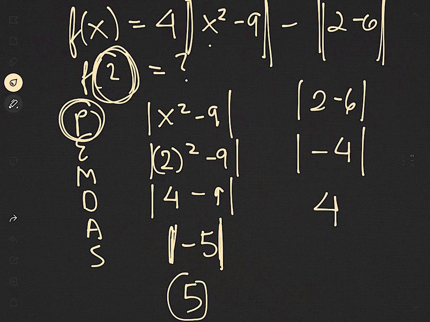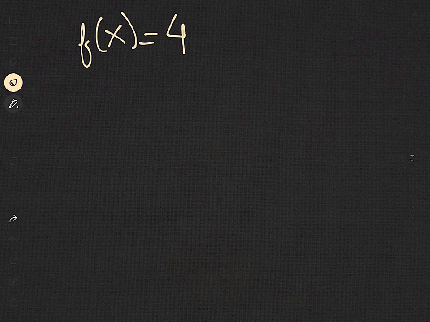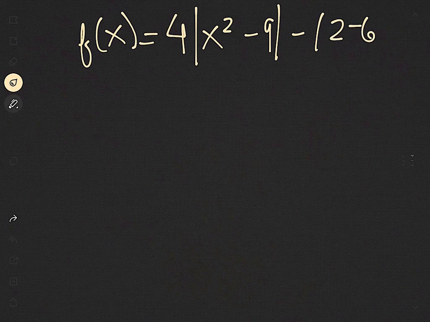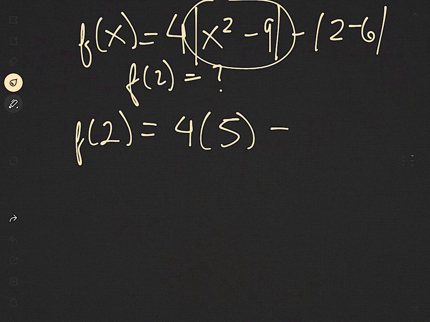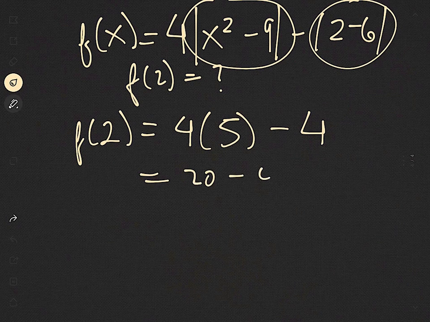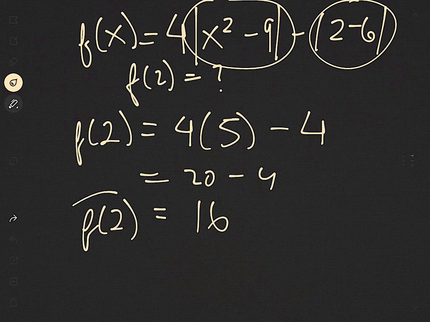So let's plug in both of these into our equation. F of x equals 4 times the absolute value. I'm just rewriting the problem from before. And we were looking for f of 2. F of 2 equals 4. For this absolute value, we got 5. For this absolute value, we got 4. Equals 20 minus 4 equals 16. So f of 2 equals 16.